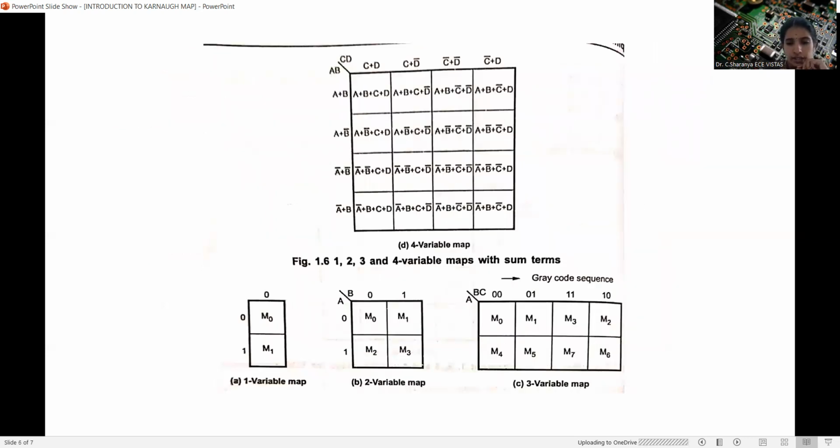And here again, we will represent the max terms with a capital M. Capital M is for max terms, POS, and small m is for min terms, which is SOP. The max terms are represented inside the cell so that we can understand better.